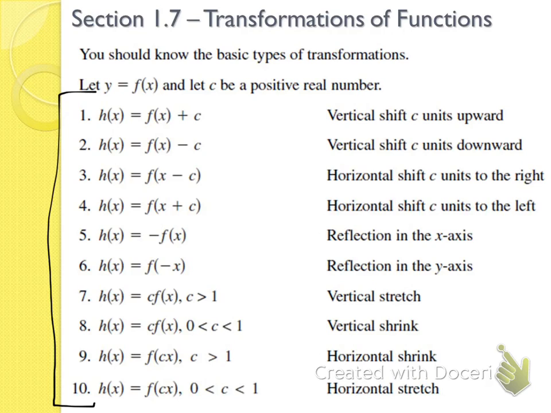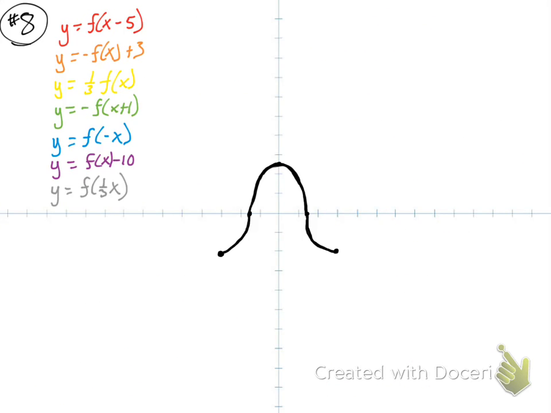So hopefully you already have these 10 written down. If you don't, you can pause it, make sure you get all 10 of those. But we're going to go on and start using them and talking about how each one affects a function. So the first one on your homework is actually number 8, and they give you this graph. If this looks different from yours, just go back and check, because this is the graph for number 8. And then it's asking you to do these 7 transformations to it.